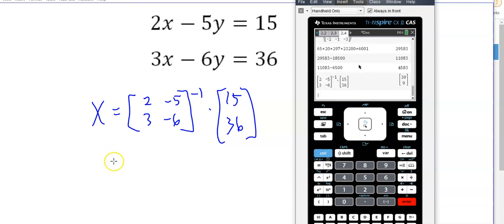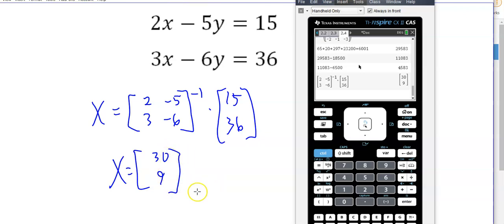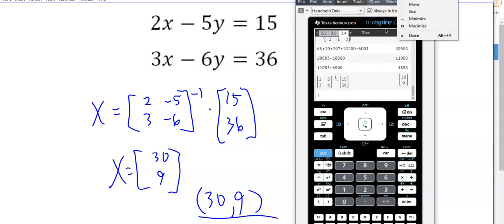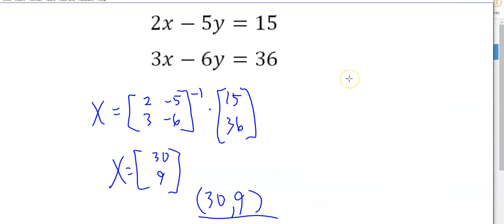The variable matrix is 30 and 9. I don't want that answer written like that. That's your x, that's your y. So the answer would be 30, comma 9 in parentheses. That's my x and that's my y. If you plugged it in, you can see that it works. 2 times 30 is 60, minus 45 is 15, 90 minus 54 is 36, and it works. So you can always check and make sure your system really does work there.